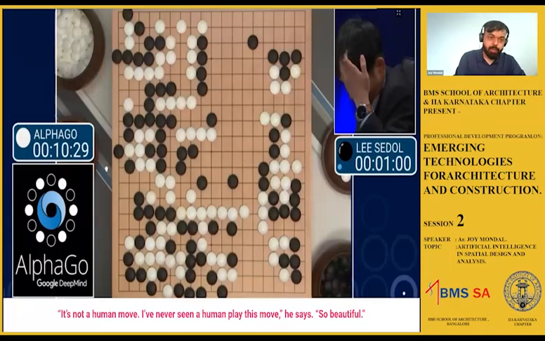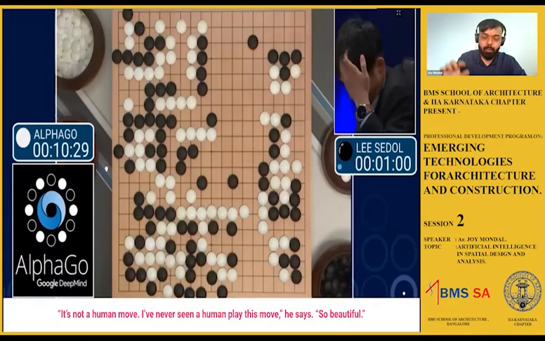Now, since AlphaGo was not explicitly told or communicated the biases of strategies, and its own job was to extract patterns of play, it extracted certain patterns of play which were not obvious to the human eye. And it ended up playing certain moves which completely surprised the onlookers and Lee Sedol himself. And I mean, Lee Sedol did end up getting defeated, but at the end, in his humility, he mentioned a particular move, saying it is not a human move. I've never seen a human play this move. And he ended up saying that it is indeed a beautiful move.